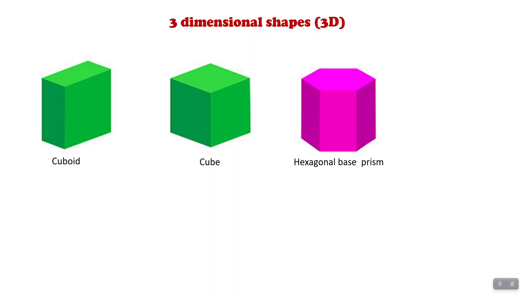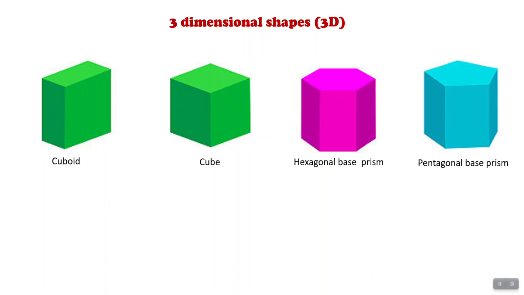We have also the prism. This one is a hexagonal base prism because the base and the top are both regular hexagons. So we call them a hexagonal base prism. We have also the pentagonal base prism, which has a base and the top which are pentagons having five sides. We have also the heptagon base prism. We have also the octagon base prism.